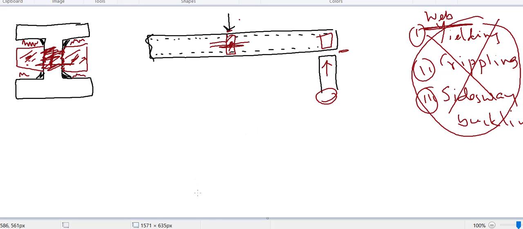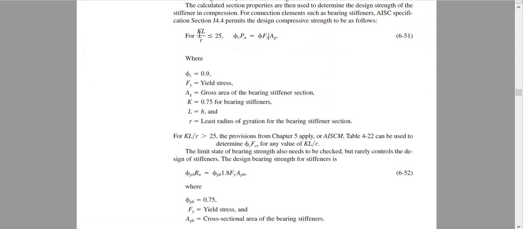Now how to find the capacity of a stiffener? So this is the equation. For a column, the strength depends on the KL/r ratio, which is the slenderness ratio. So if KL/r is less than or equal to 25, we can find the capacity of the stiffener or of this section using this equation: phi Fy Ag. Again, Ag means the gross area, that is the web and the plate combined, Fy is the yield stress, and phi is obviously 0.9, the strength reduction factor. So this way we can find the capacity of a stiffened section or stiffener.